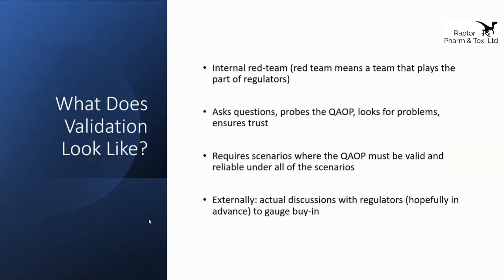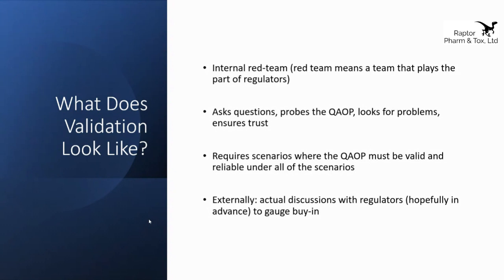Then the validation is going to ask questions. They're going to probe the AOP, or the QAOP. They're going to look for problems, and they're going to ensure that there's this level of trust. One of the key things they'll be looking for are these orthogonal assays. If you don't have these orthogonal assays, that's probably going to decrease a lot of the trust.